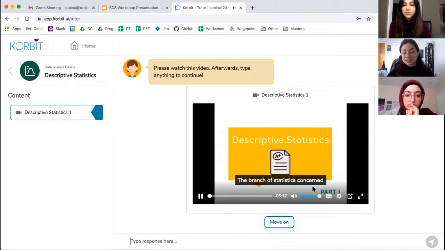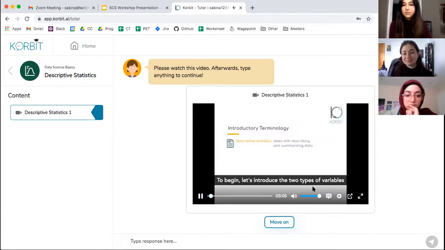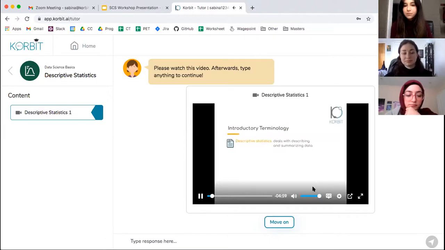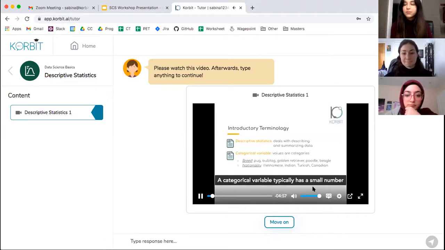The branch of statistics concerned with describing and summarizing data is called descriptive statistics. To begin, let's introduce the two types of variables you'll encounter when summarizing data, categorical and numeric. A categorical variable typically has a small number of possible values, which can be thought of as classes or categories.